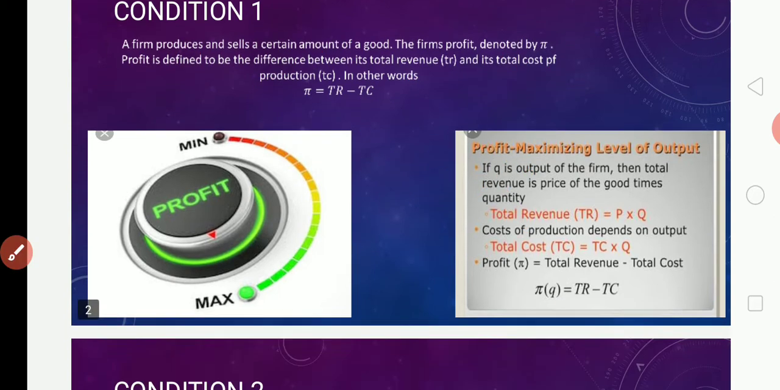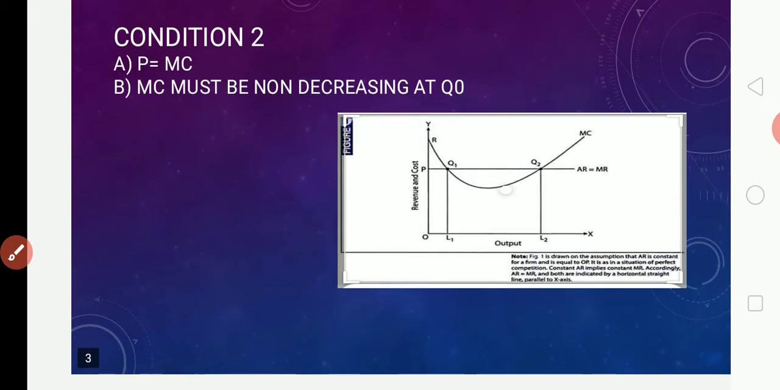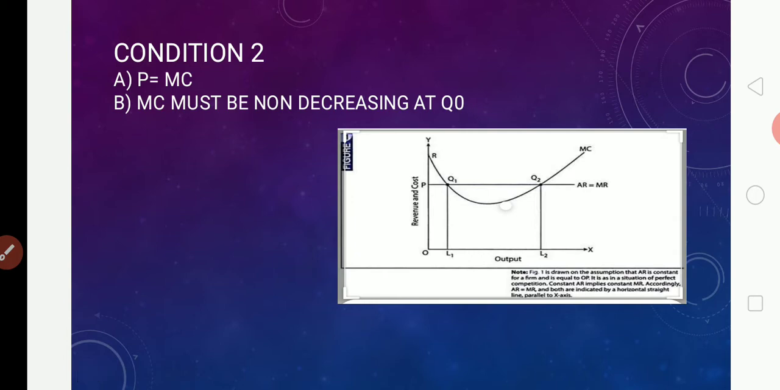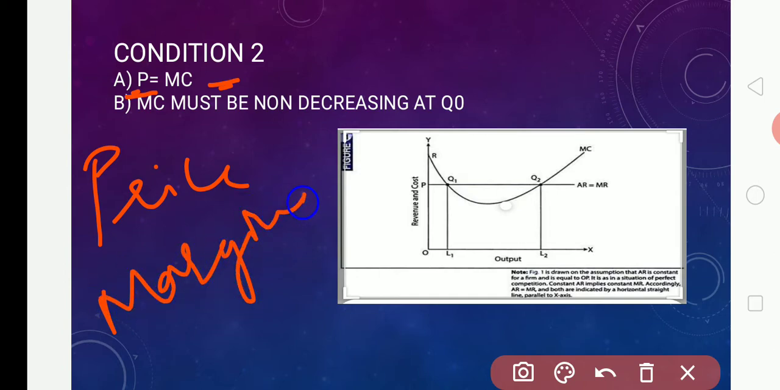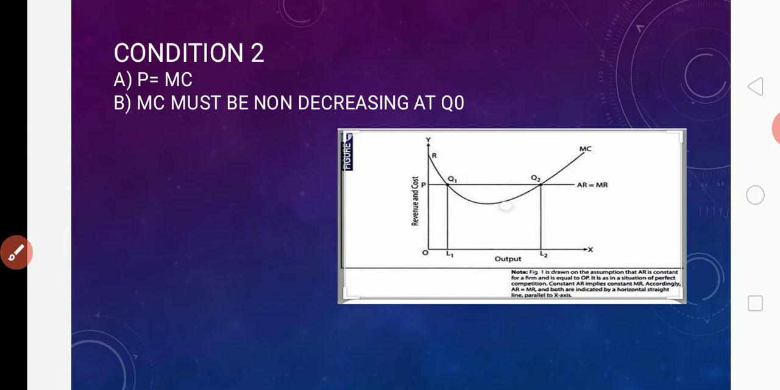Okay, now we'll see what condition 2 is. I'll be explaining the two important conditions. One is the price. Here P indicates the price, MC indicates the marginal cost. When P equals MC, the firm will get the maximum profit. Number 2, the condition is MC must be non-decreasing at Q0. We will see this one by one.